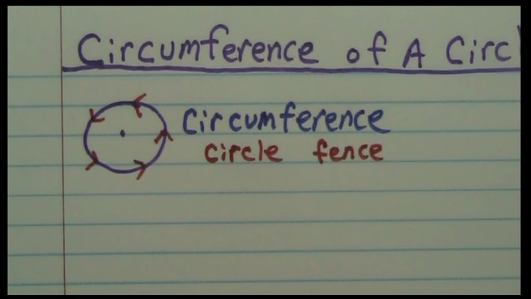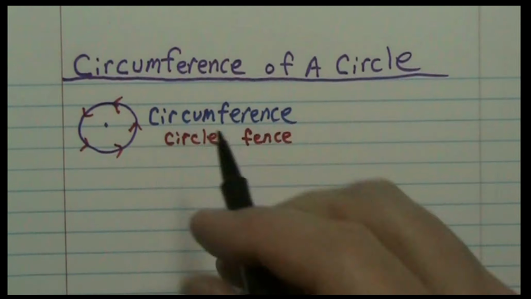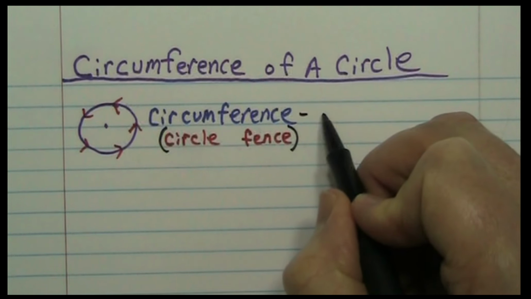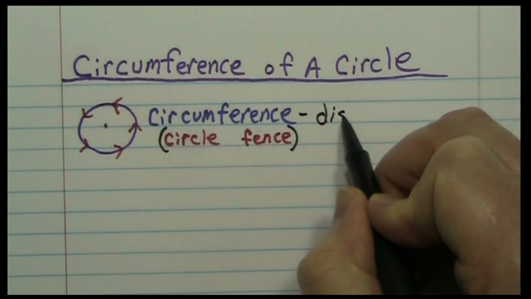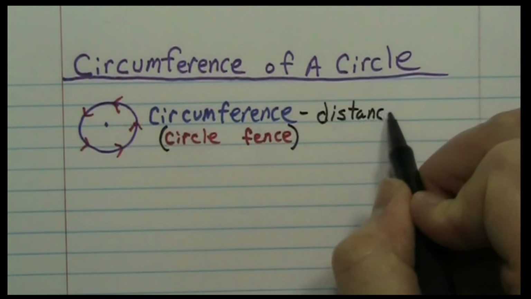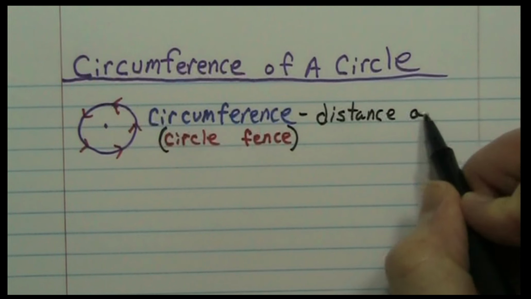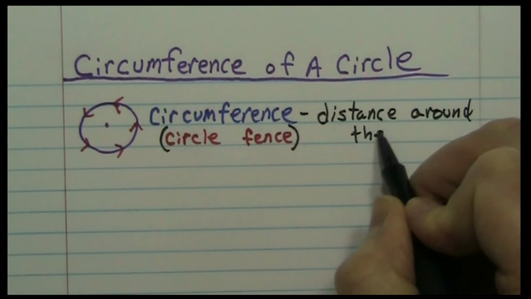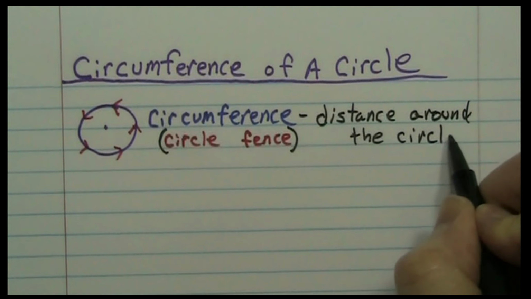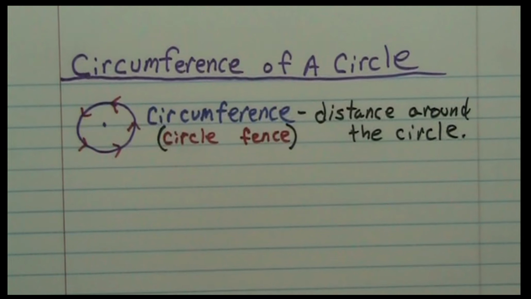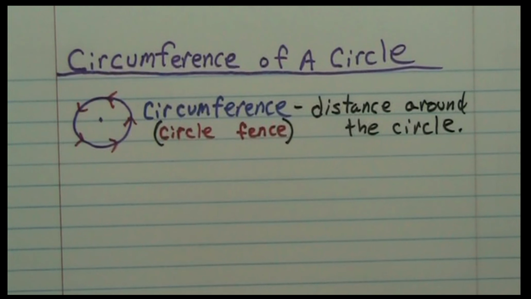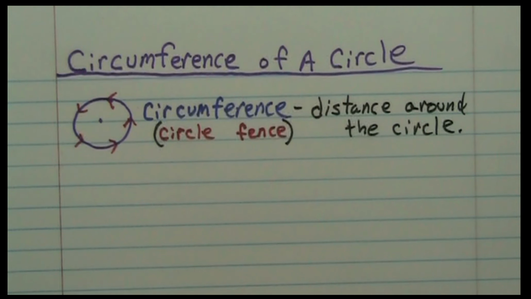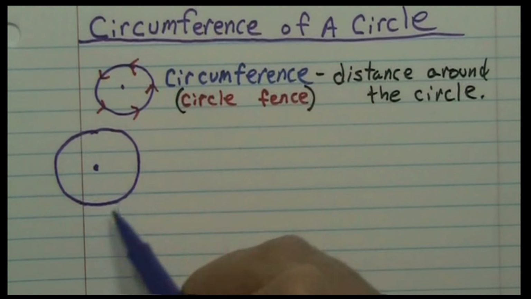So I'll just put that to the side. So you can think of it as being circle fence. It's the distance around the circle. So whatever that measurement is, that's called circumference. It's like the perimeter. I'm going to draw a little bit larger circle.